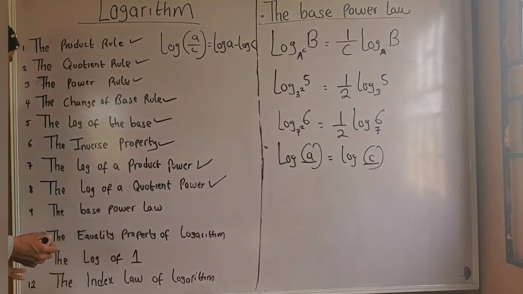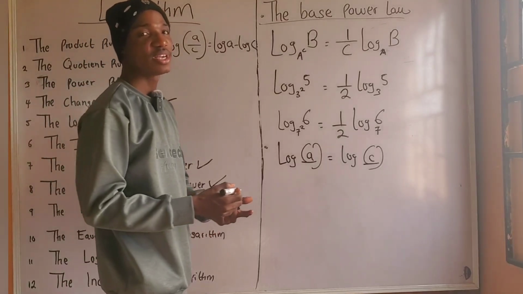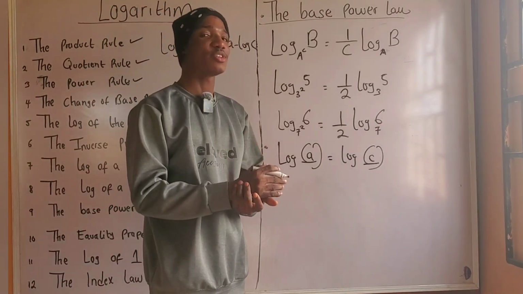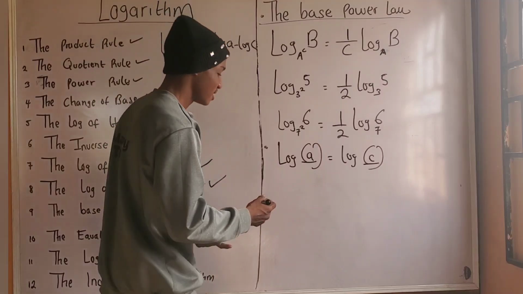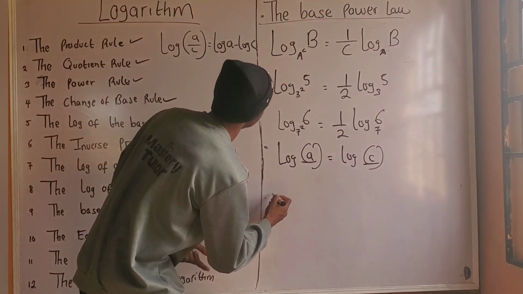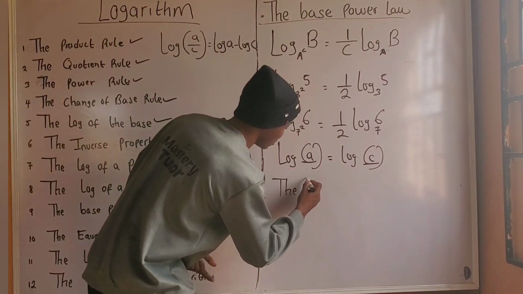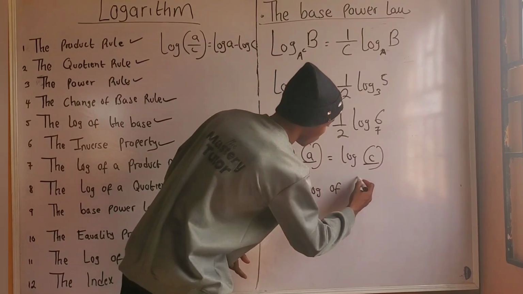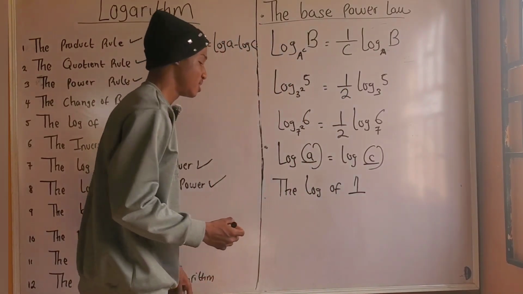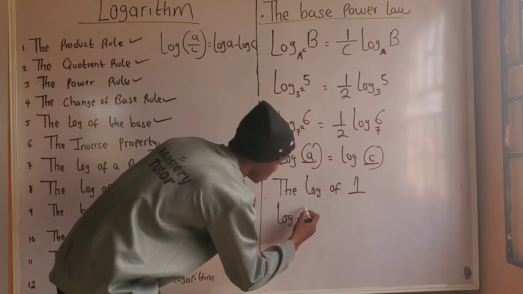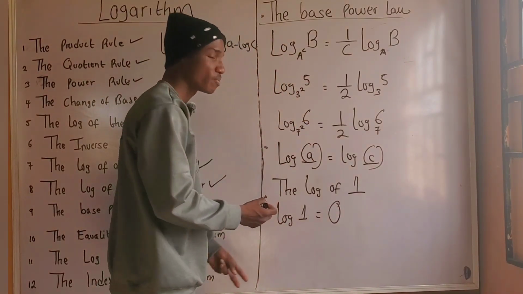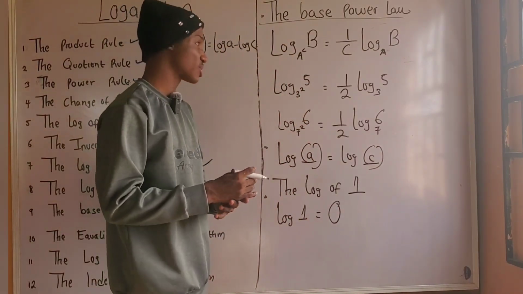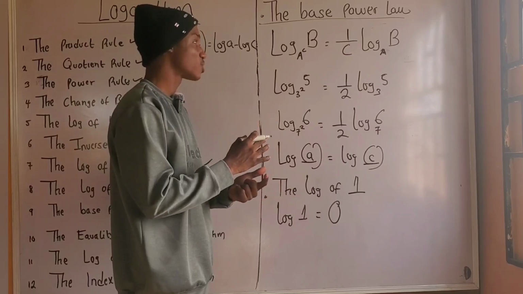Okay, now the next law is the log of 1. If you punch the log of 1 in your calculator, what are you going to have? The log of 1 will give you 0. That is the next law: the log of 1 will be equal to 0. So please kindly note all the laws that we are discussing.